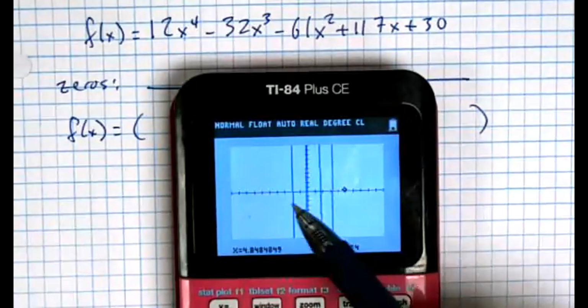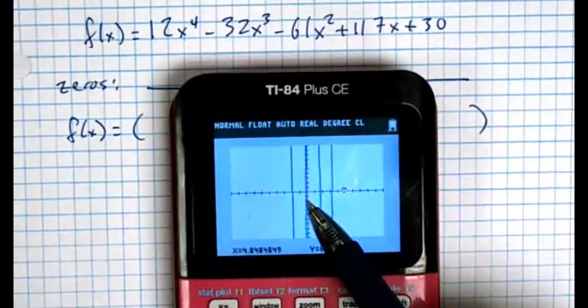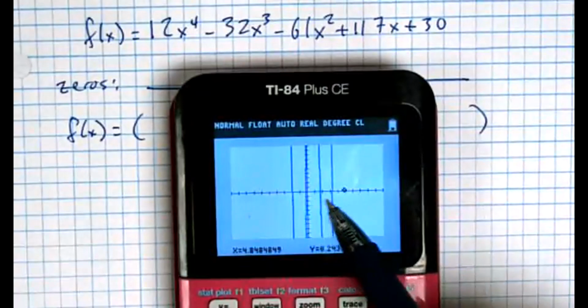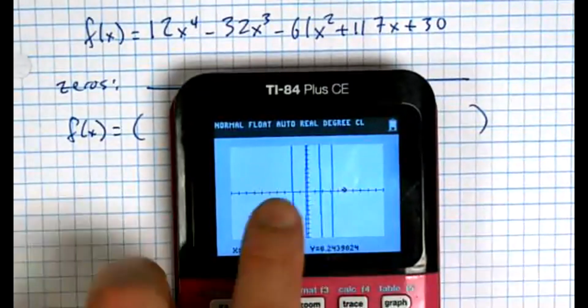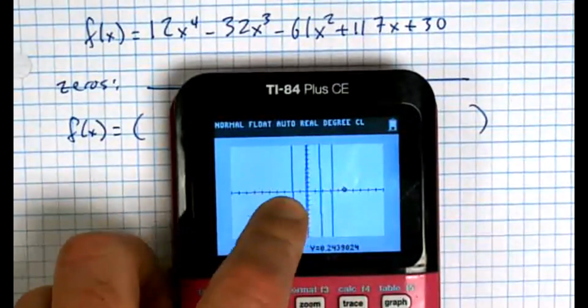So it looks like I've got one exactly at 2. Looks like I've got one really close to 0, but not quite hitting 0. A little bit negative, a little bit to the left of 0. Somewhere between 1 and 2, and then another one between 3 and 4, closer to 3 than to 4 definitely. The -2 is promising to me. It looks like it's crossing right at -2.